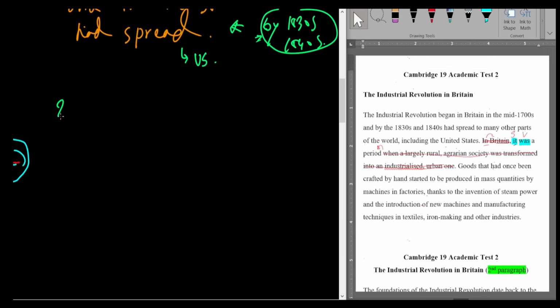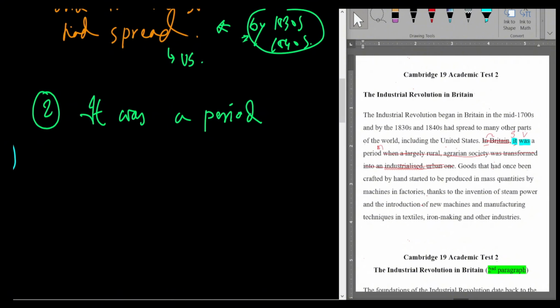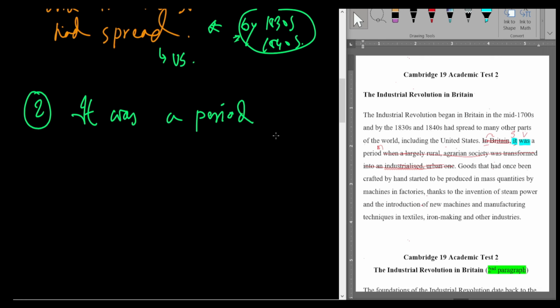So we will write the main idea of the second sentence. The main idea was: it was a period. The second sentence is actually defining a time period. It was a period, and in which place is this period? It is about the place Britain, right? This is about Britain. So we will consider it. This period is in Britain.